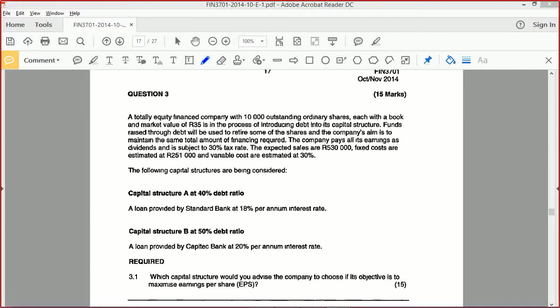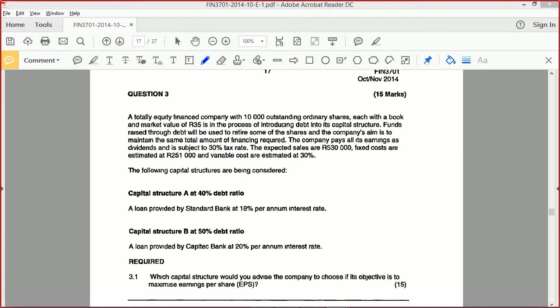Yeah, this was a nice question. What I did was, I put the formula EPS equals profit minus preference, divided by ordinary shares. Yes. So the first thing you had to do is calculate your total equity and then your total debt at 40% and your total debt at 50%. Yes. So your total equity comes to 350,000, sorry, I put an extra 0 on it. And then your total debt at 40% is 140 and 175.